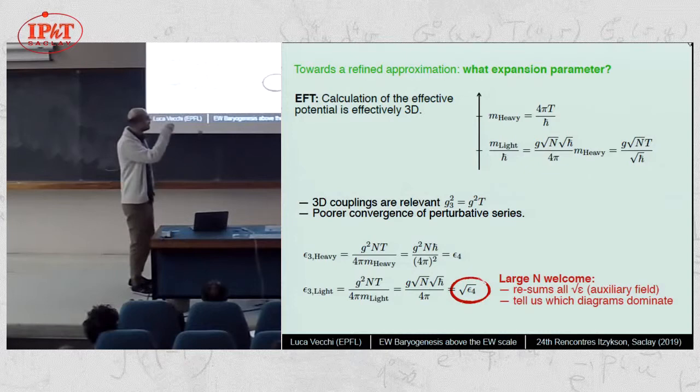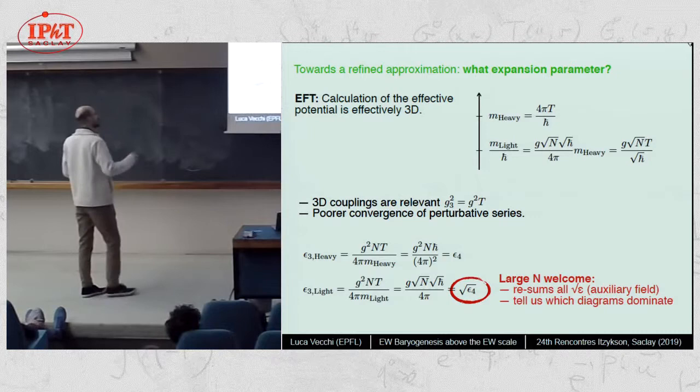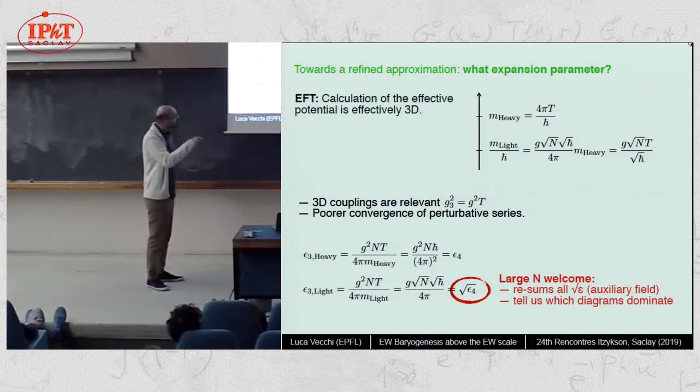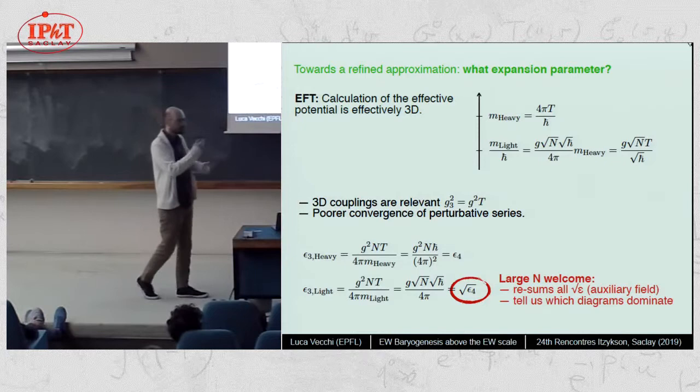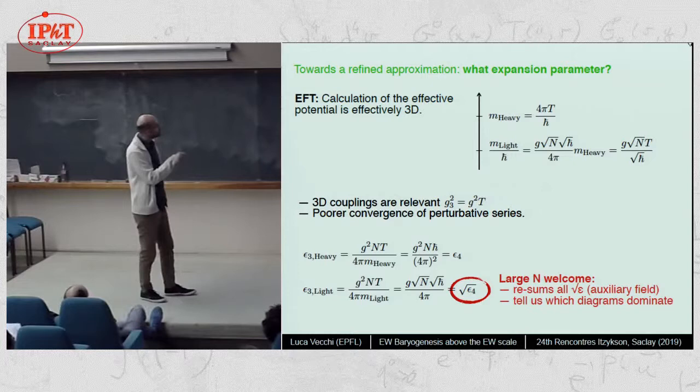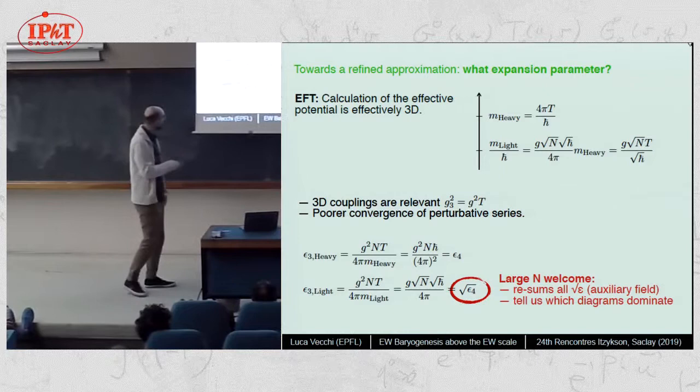The fact that it is relevant means that you can have strong effects because you can have strong infrared effects, precisely as we saw in de Sitter yesterday. This also implies that there is a poor convergence of the perturbative expansion, okay? Let's look at the easy part first. For the heavy modes, if you make a gazillion loops with the heavy modes, the typical expansion parameter will be something like g squared N times T, just by dimensional analysis, divided by 4 pi, because in three dimensions this is typically what happens instead of 16 pi squared.